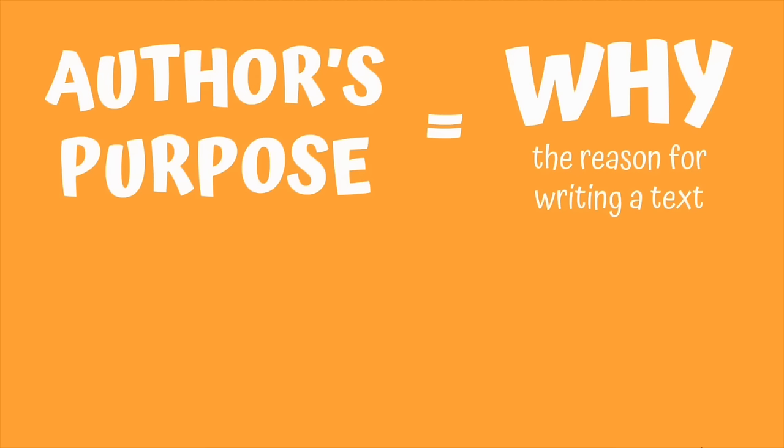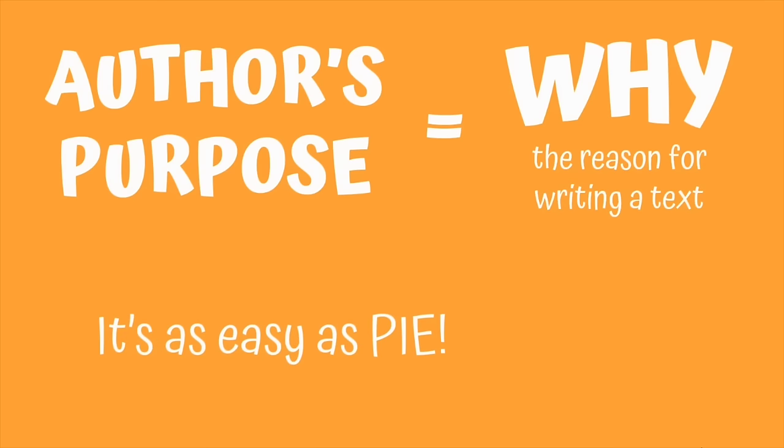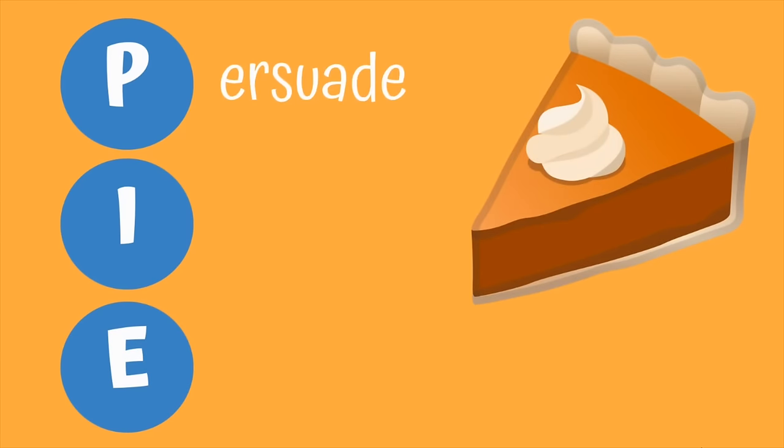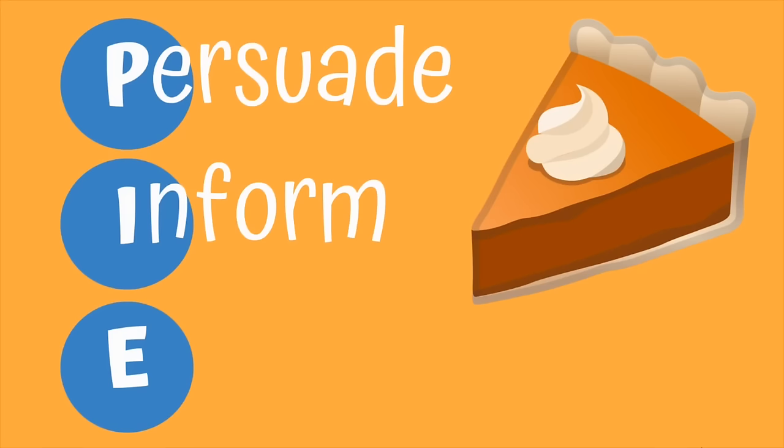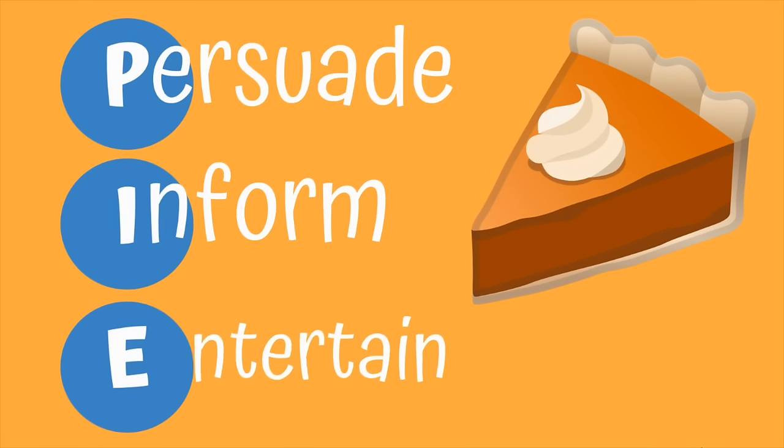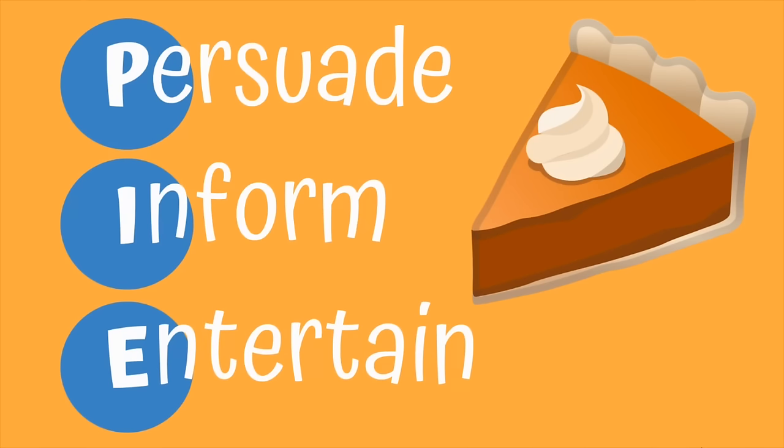We are going to use a helpful acronym so that identifying the author's purpose is as easy as pie. Pie is spelled P-I-E. P is for persuade. I is for inform. And E is for entertain. P-I-E.